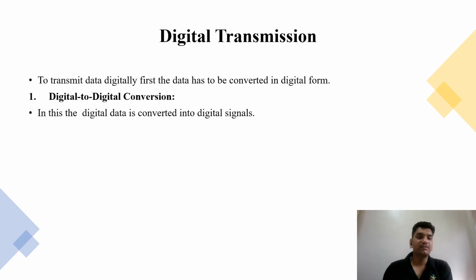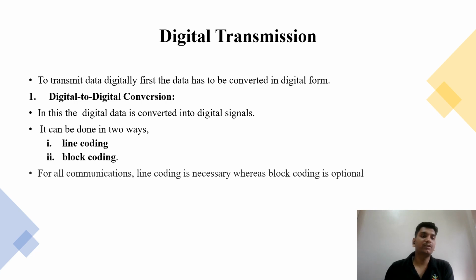Now we will see digital transmission. Basically, for a computer to use data, the data has to be in digital form. So to convert the data into digital form, digital transmission is used, in which we see two types: digital to digital conversion and analog to digital conversion. Now first we will see digital to digital conversion.